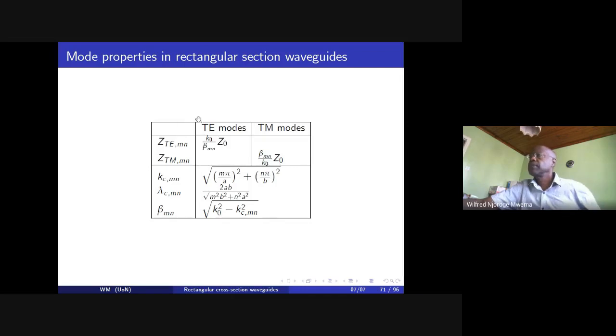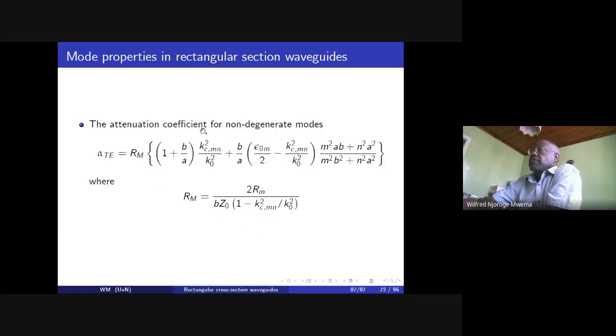So the TE modes as well, we have ZTM and ZTN. We have their relationship as that. This one will have beta mn by k naught multiplied by z naught. Here kc, the cutoff frequencies are the same for both. The cutoff wavelengths are the same, and the beta phase propagation constants are also the same for all of them.